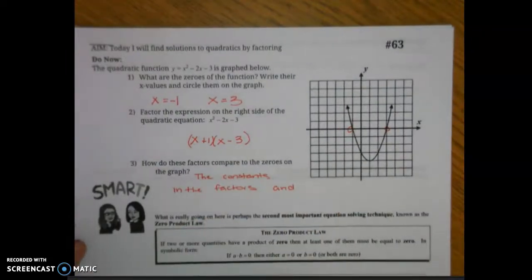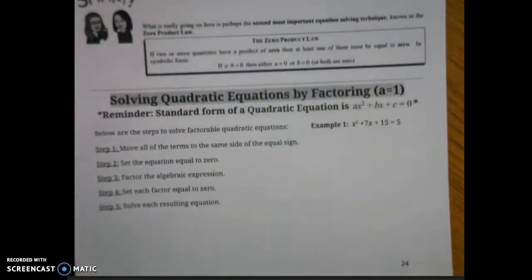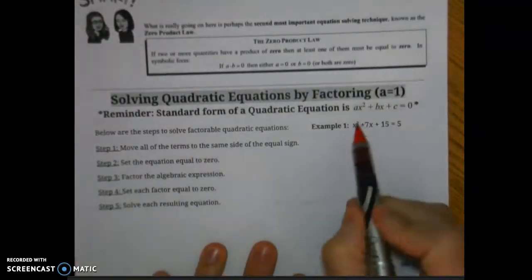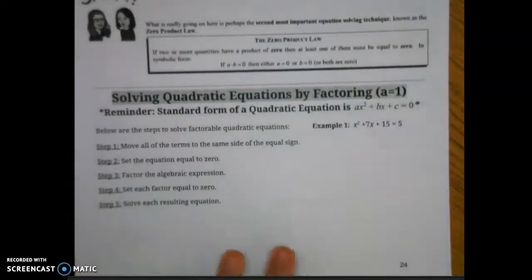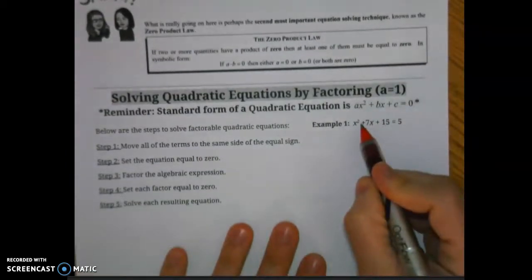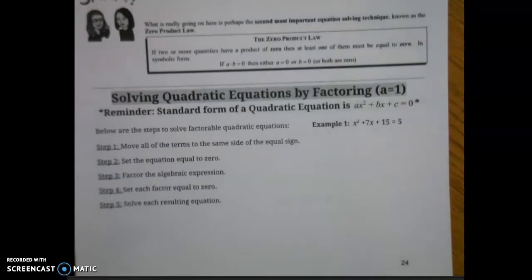Okay, so you go through the do now, your answers are here, and we're going to move down to our first example, which is a quadratic equation. So we have our first equation right here, and what makes this a quadratic is that it has an x squared. So when you have an equation with an x squared, your steps for solving are different than they would be if you just had an x to the first power.